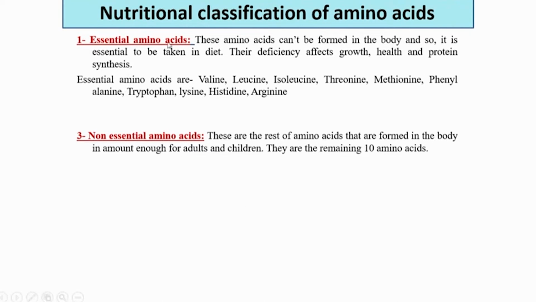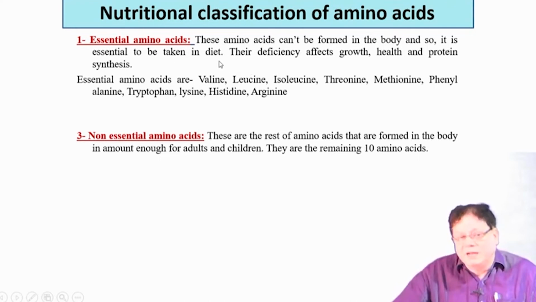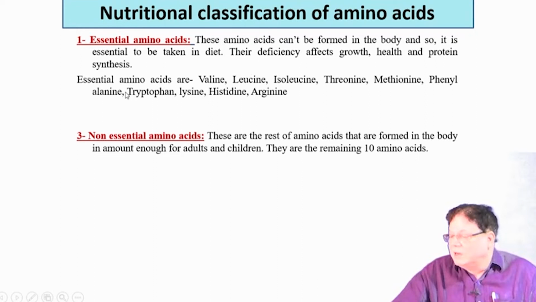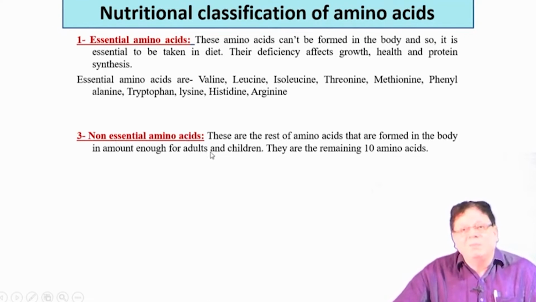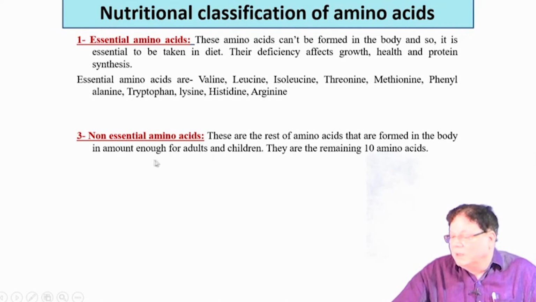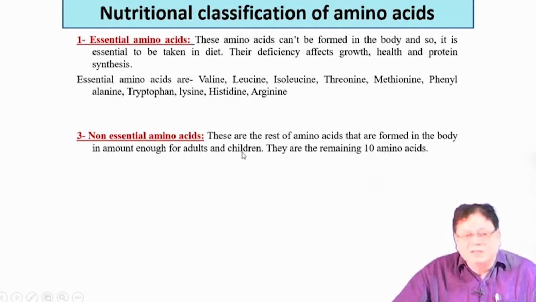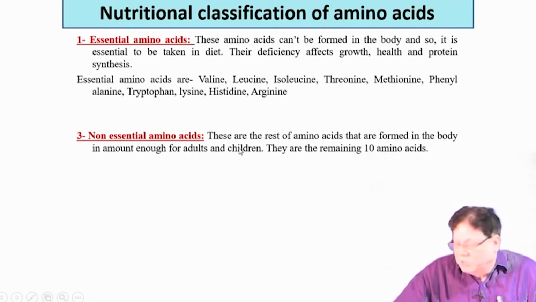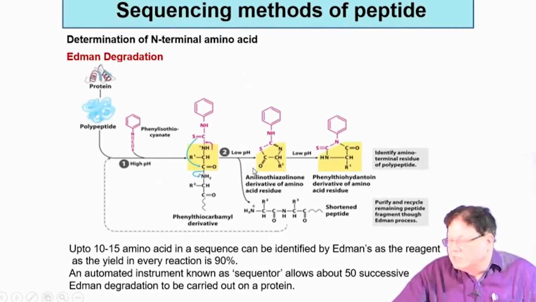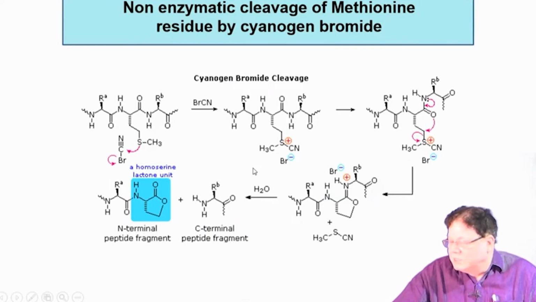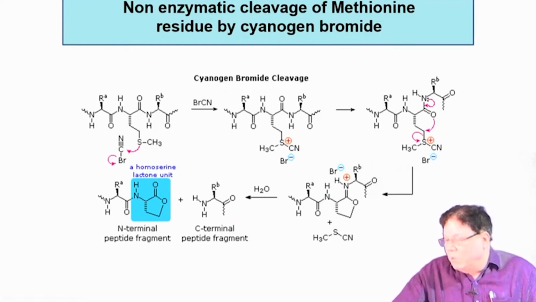The essential amino acids cannot be formed in the body, it is essential to take them through the diet, and the others are non-essential amino acids, they can be made in normal enough amounts in adults and children both. Okay. So, that is another type of classification of amino acids. Now, let us do one problem.